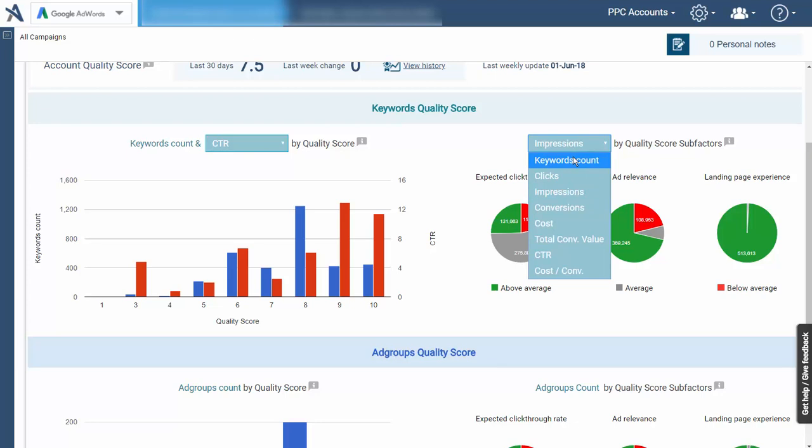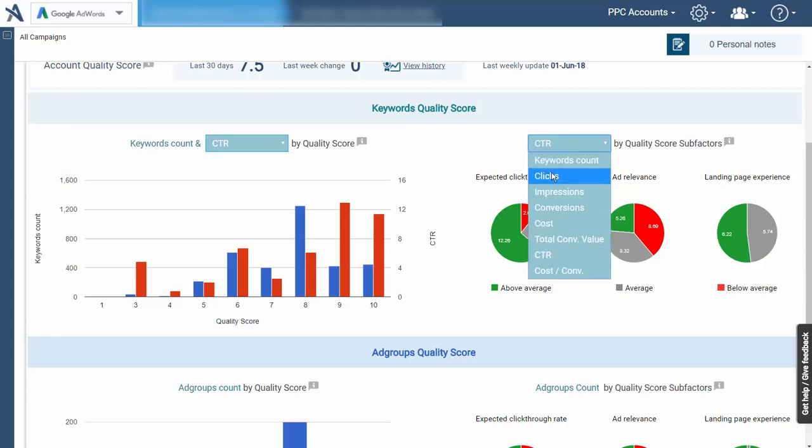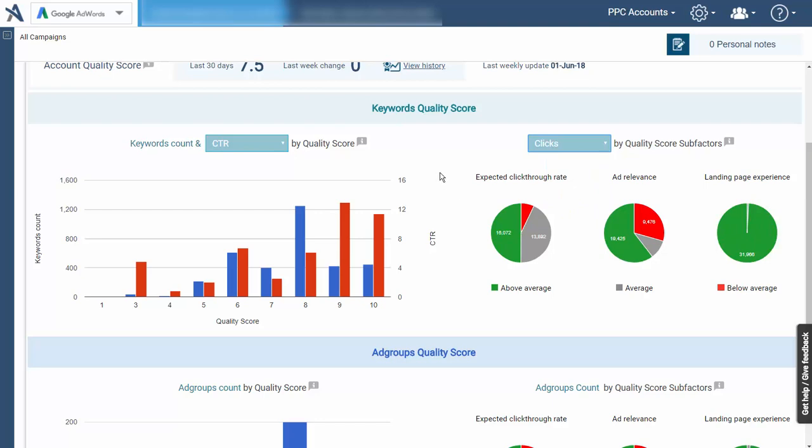Now, what does it look like from a keyword standpoint? We can see a big difference. So our ad relevance dropped a lot. So we have a lot of keywords with below average ad relevance, and those keywords aren't leading to many impressions. So we want to isolate those and take a look at those. And so it's easy then to look at what's your total conversion value, what is your CTR like, by sub-factors of quality score aggregated at the keyword level.